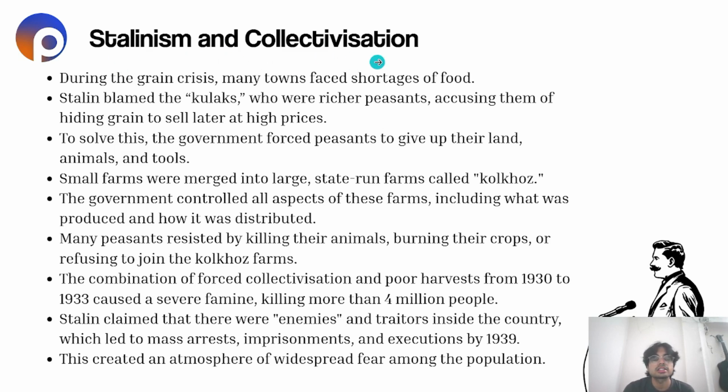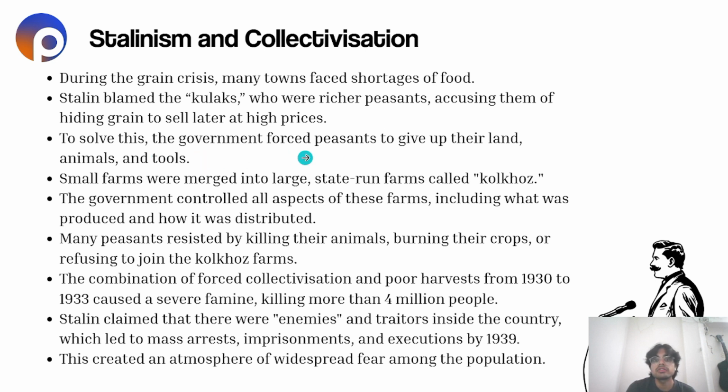Stalinism and collectivization. During the grain crisis, many towns faced shortages of food in Russia. Stalin blamed the kulaks, who were richer peasants, accusing them of hiding grain to sell later at high prices. Stalin was the leader who blamed kulaks. Kulaks were the richer peasants or landowners. So, according to him, the shortage of food was the result of the self-interest of richer peasants.